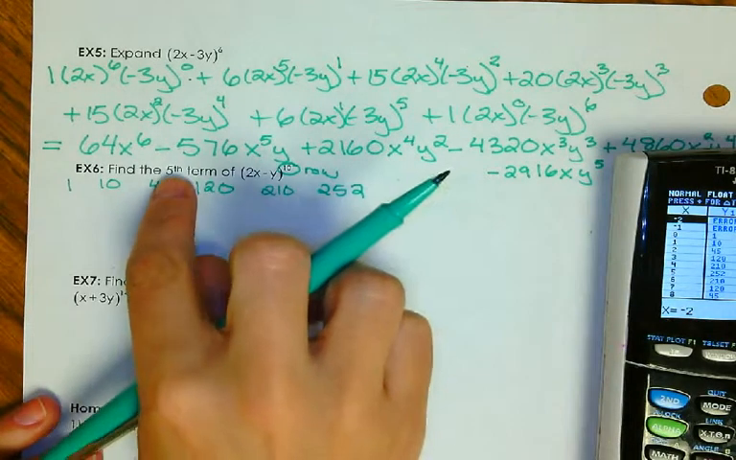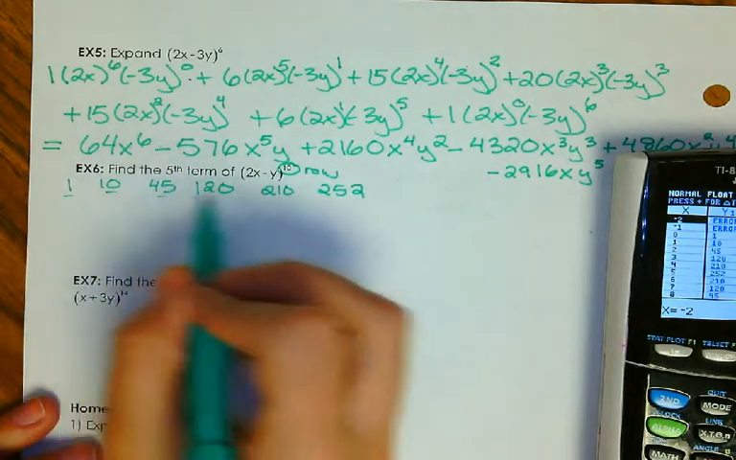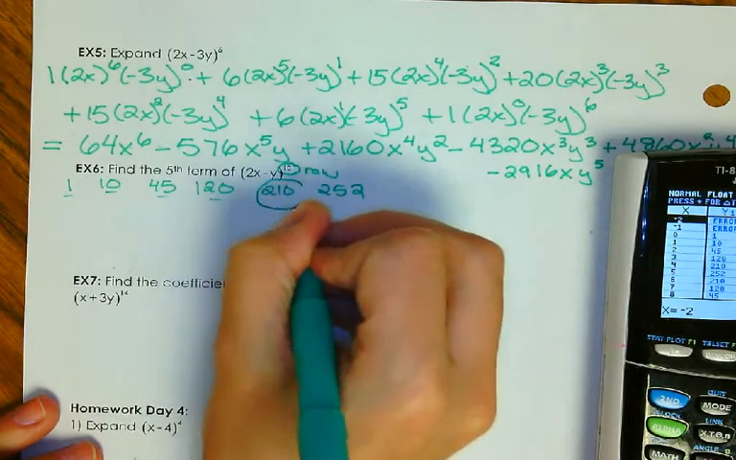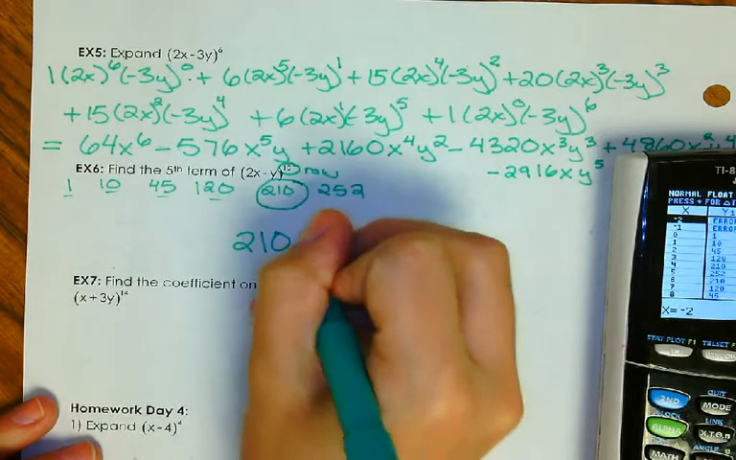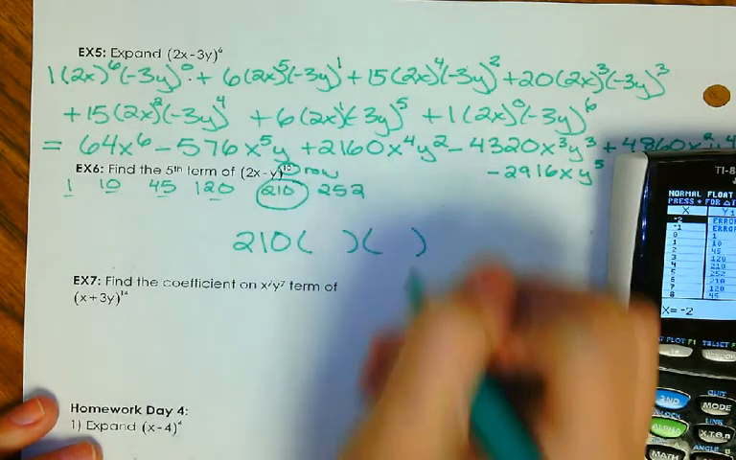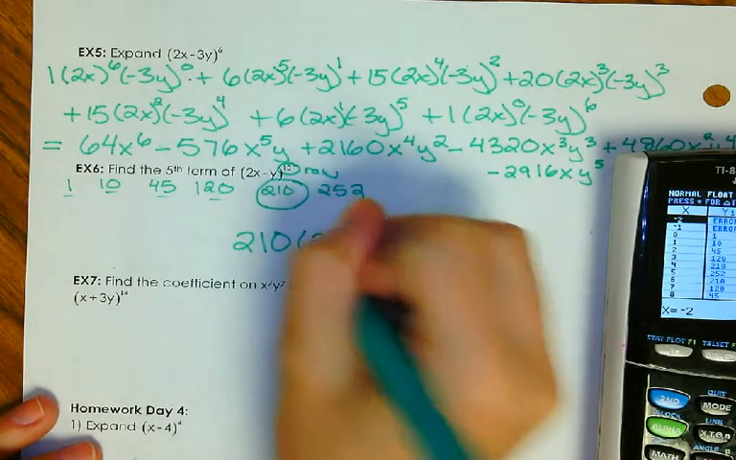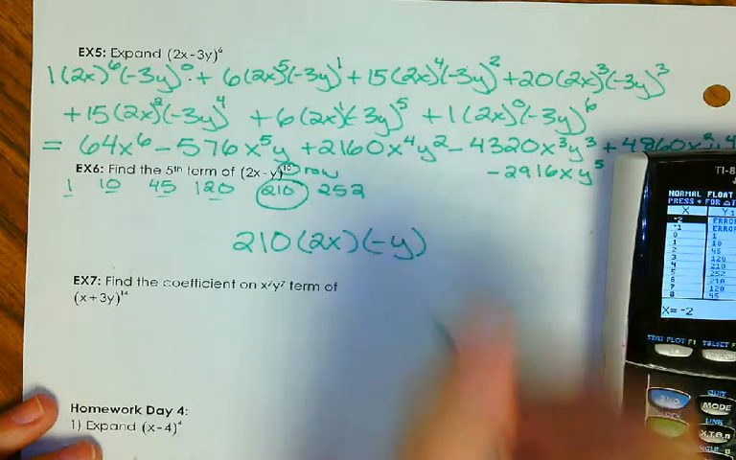Why did I stop? Because it was only asking me for the fifth. So that's like 1, 2, 3, 4. So this is the one that I'm interested in. So I just rewrite that out, and then I put my two parentheses, and I'm going to have 2x in one of them and a negative y in the other.